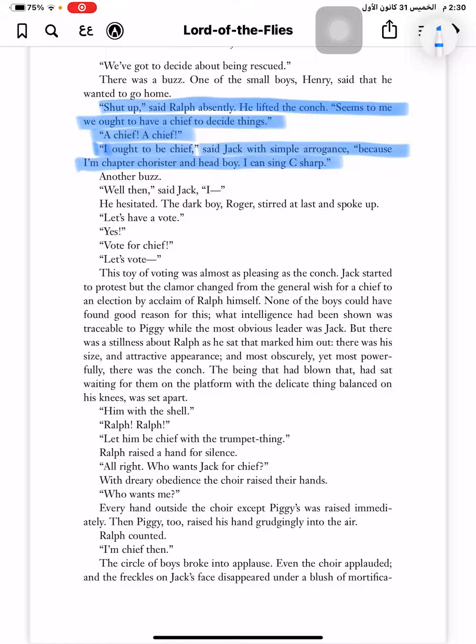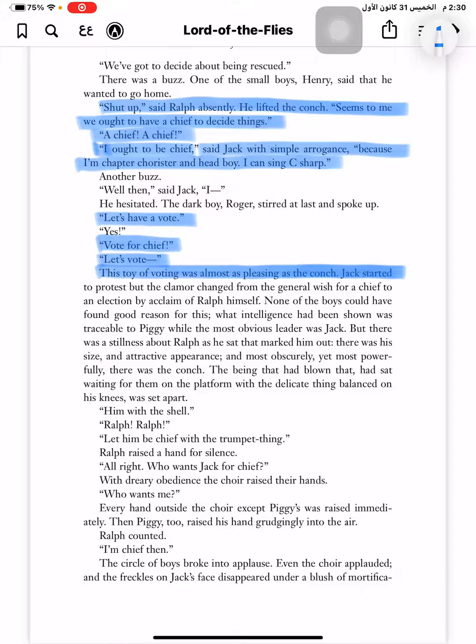The boys are trying to play a game, which is to imitate the world outside the island, a world that they come from, in which there is election, there is political conflict, and a lot of such things. The idea of playing a game is asserted by the narrator when he said, "This toy of voting was almost as pleasing as the conch." And even the conch, which is a symbol for order, is now just like playing with the conch. Every boy tries to blow through the conch, and now everyone tries to play the game of election.